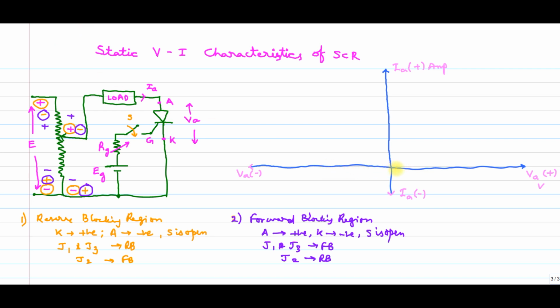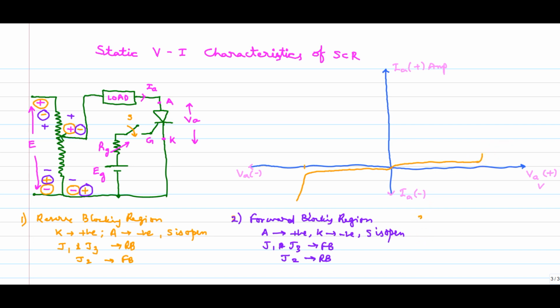It is like this. For the reverse blocking region, a very small leakage current flows up to VBR. After VBR, there is a huge current flow through the device. Coming to the forward blocking region, it is also blocked up to VBO. After that, what will happen?